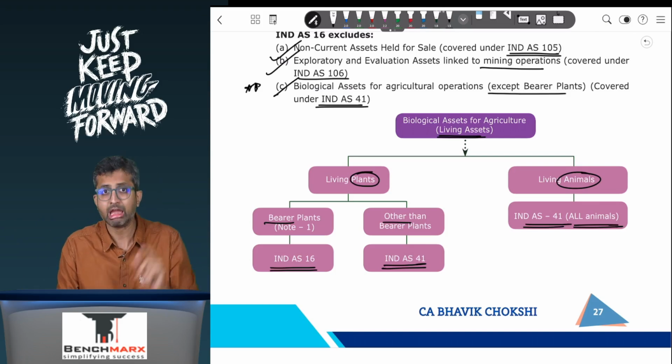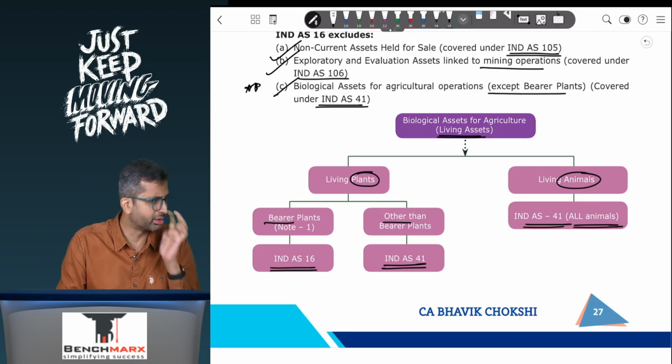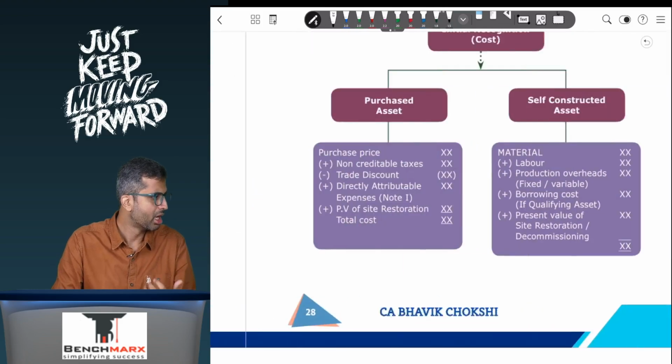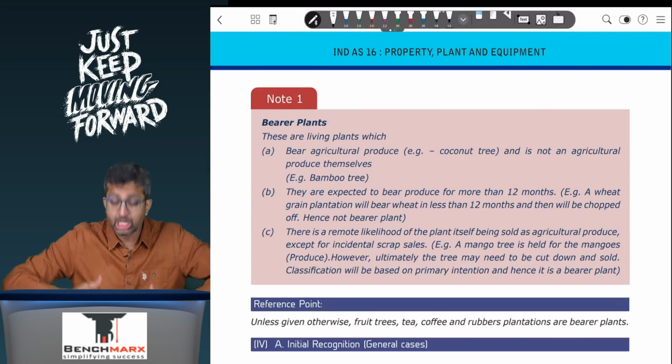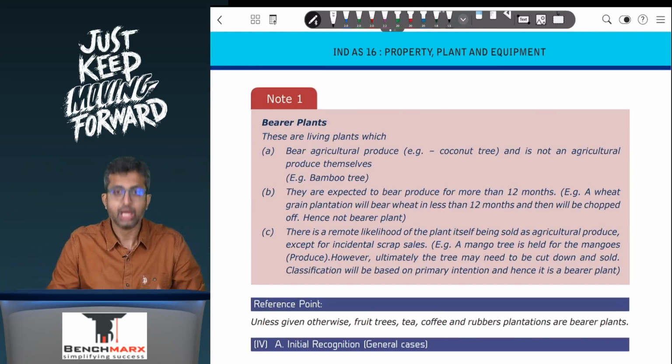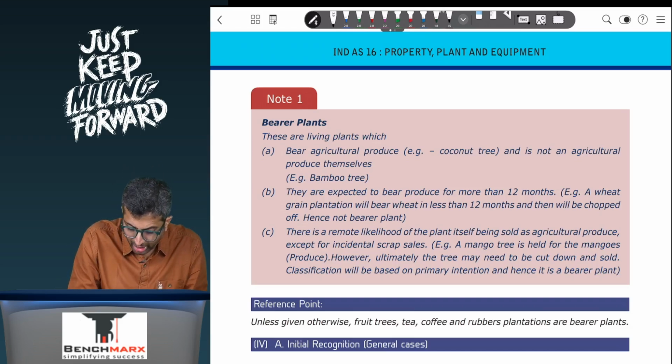What do you guys think? Is it a bearer plant or is it other than bearer plant? Other than, that is right. So when I look at other than bearer plant, because it is not bearing any produce, the tree itself is the produce.